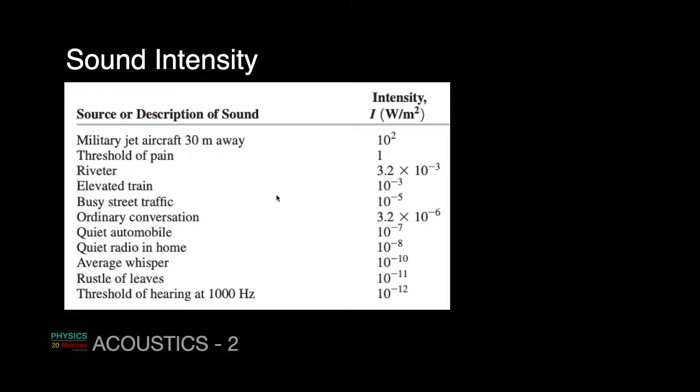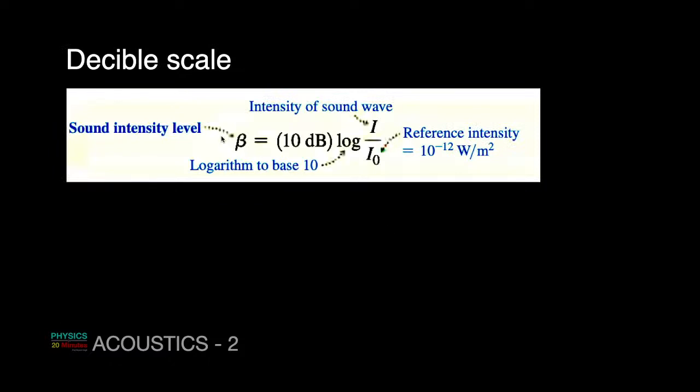So this variation is huge and sometimes difficult to write down and difficult to tackle, and therefore we have converted this into a logarithmic scale, and that is what we call the decibel scale. So this is how the decibel scale is converted.